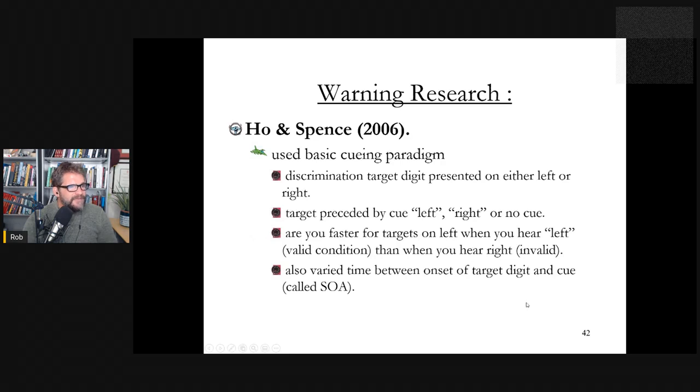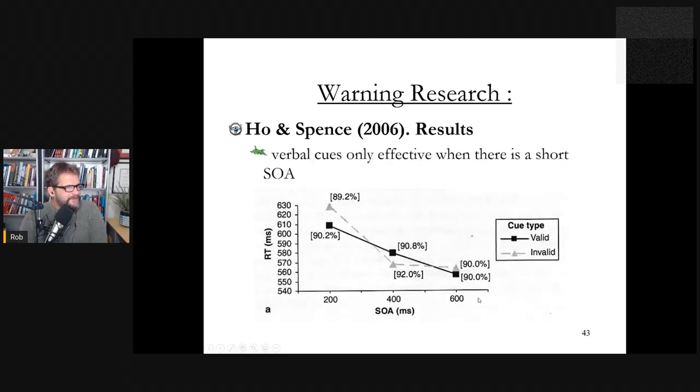So they had a cueing paradigm. They had look left or look right. Then they had something you had to detect in the scene, either on the left or the right. And they varied the timing between them and the validity. So sometimes they would say look left when the target was actually on the right. And they saw what happened. What they found was that your reaction time was better.